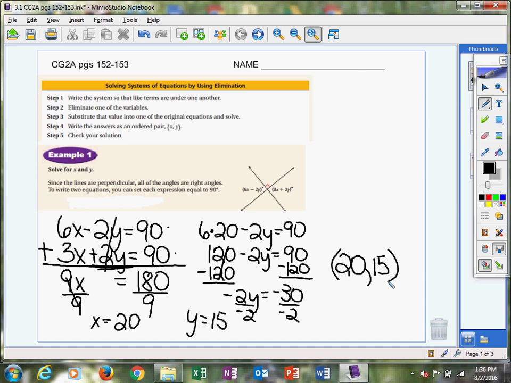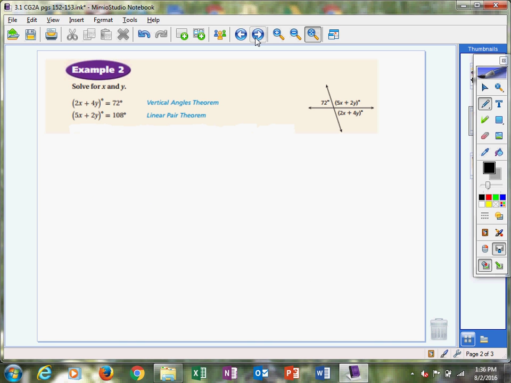Now that's using elimination. You could have substituted. And the way you could have done that, actually, no, we're not going to substitute here. I changed my mind. Forgive me, we're not going to substitute. Elimination is the perfect thing to do here. So I would encourage you to always check your solution. And let's flip the page. Let's get to our next one here.